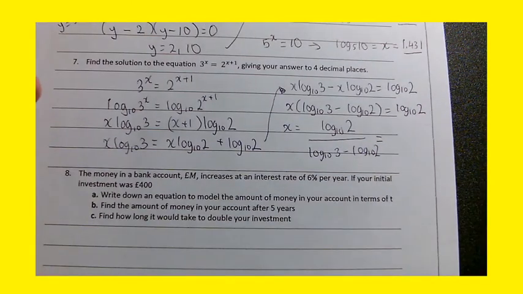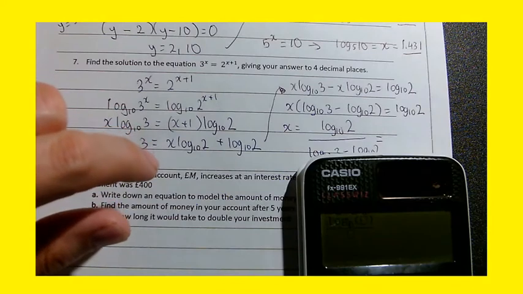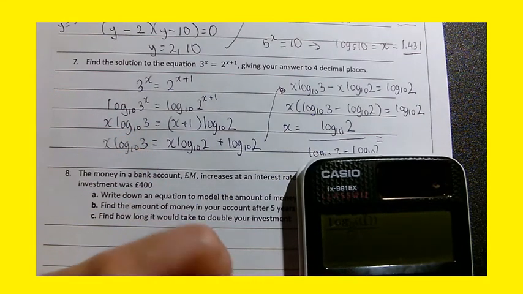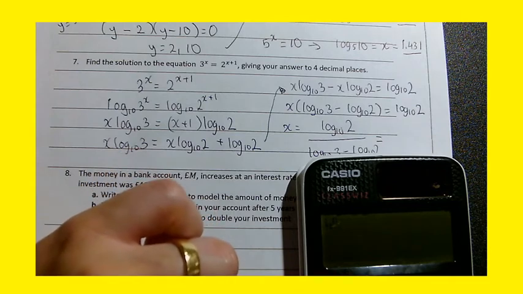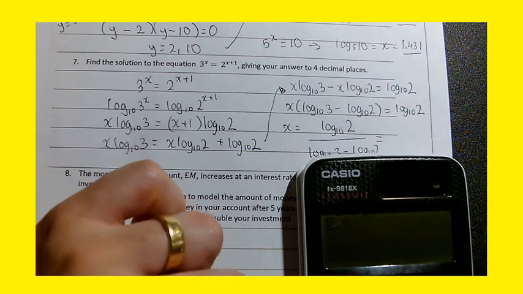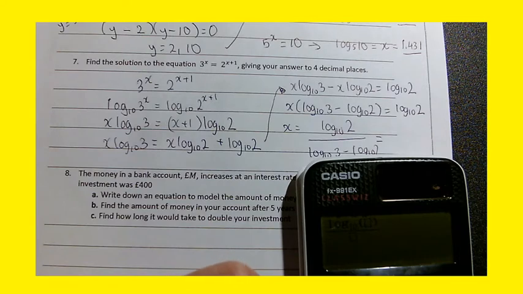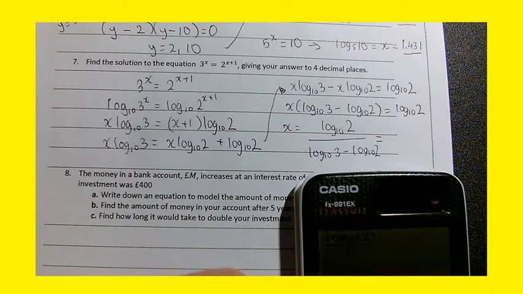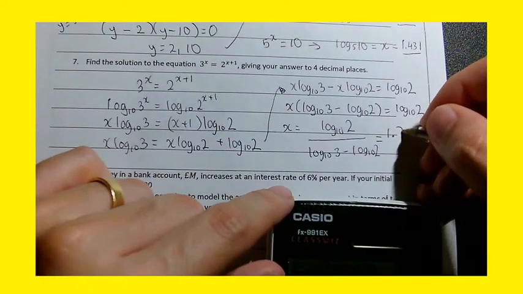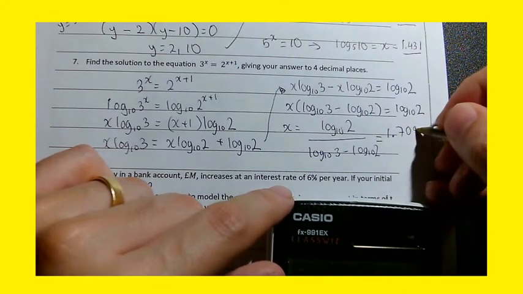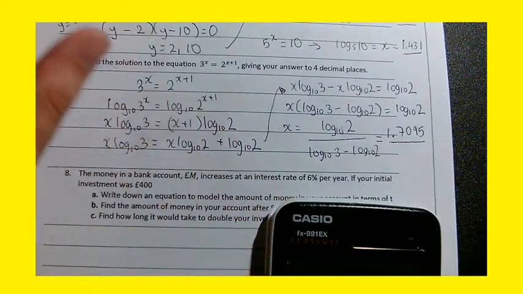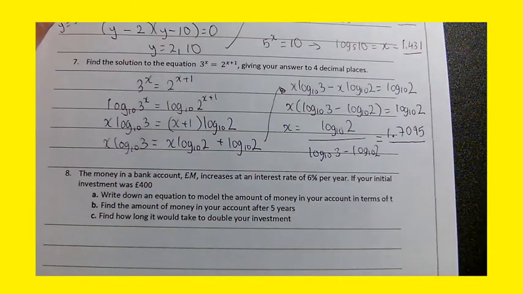When you do that in your calculator, log base 10 of 2 over log base 10 of 3 minus log base 10 of 2, you get 1.7095 to 4 decimal places. Okay, so that's how we do that question.